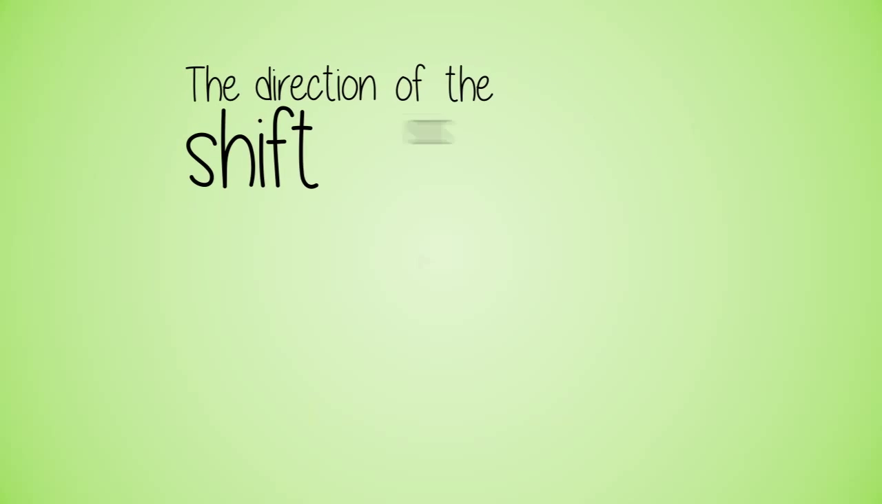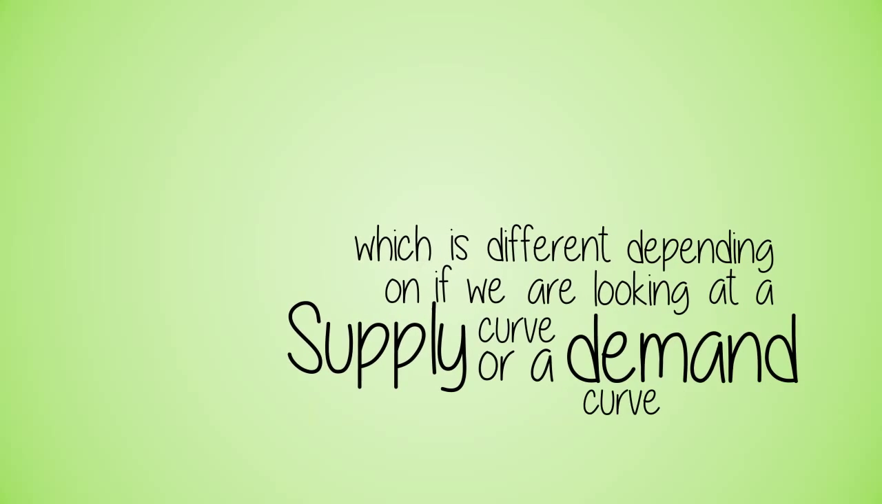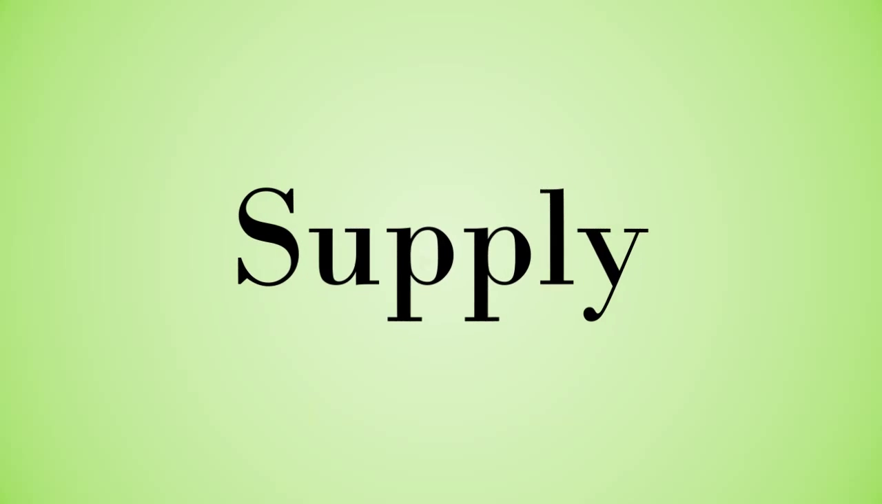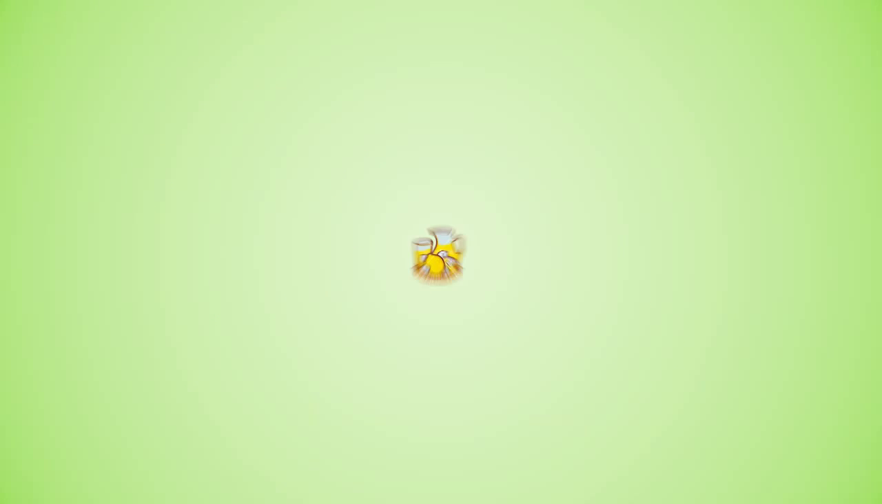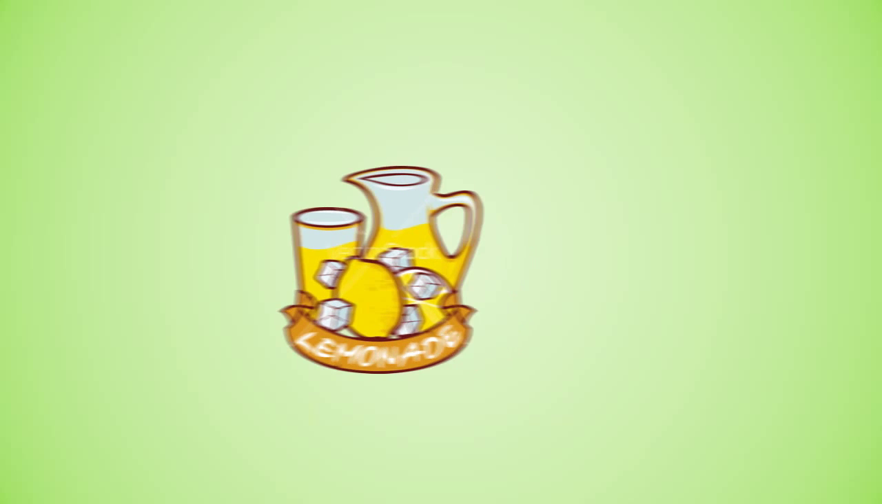The direction of the shift is dependent on the effect of the occurrence, which is different depending on if we're looking at a supply curve or a demand curve. Let's start by focusing on supply. So it's a hot summer, and for whatever reason, you want to sell lemonade, because as strange as it sounds, you think you can make money out of it.